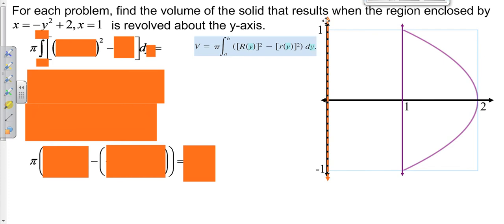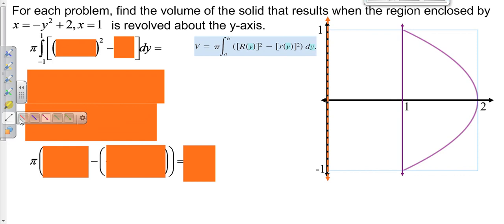Since it's a vertical axis of revolution, we're dealing with y's, so then our bounds also need to be y's. We have our lower bound where they meet and touch is -1. Where they meet and touch at the top is +1. So our bounds are from +1 down to -1.